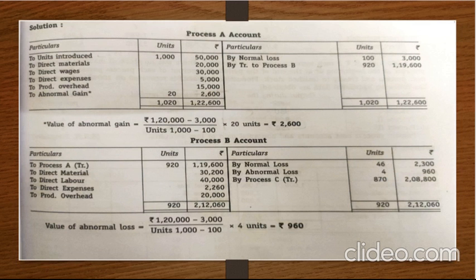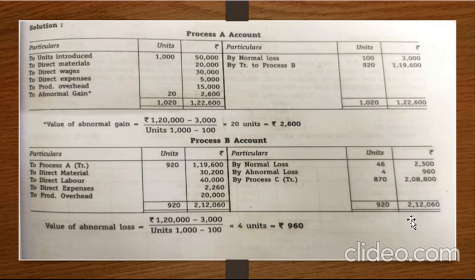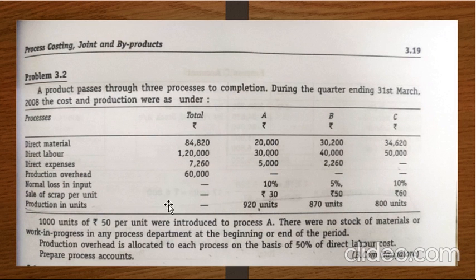Now the cost is given in the question. The cost given in the question is rupees 50 as sale of scrap per unit. So 46 into 50 will give you 2,300 for your normal loss units. Next you need to check whether any other things are present in your question. Out of your normal loss, you have considered everything.